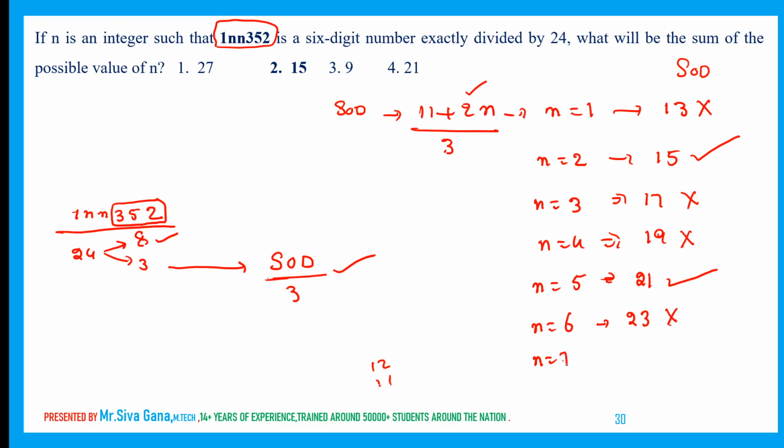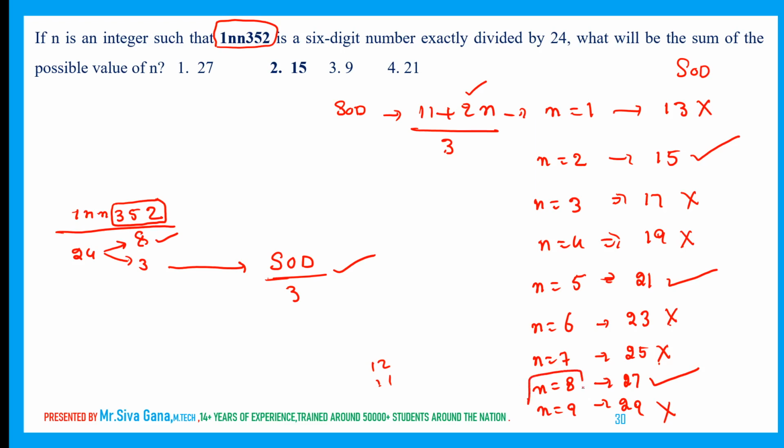Next, for n is equal to 7. 2 7s are 14. 14 plus 11 is 25. 25 is not divisible. For n is equal to 8. 2 8s are 16, plus 11 is 27. Sum of the digits is 27. Divisible by 3. So for n is equal to 9, 18 plus 11 is 29. 29 is not possible.